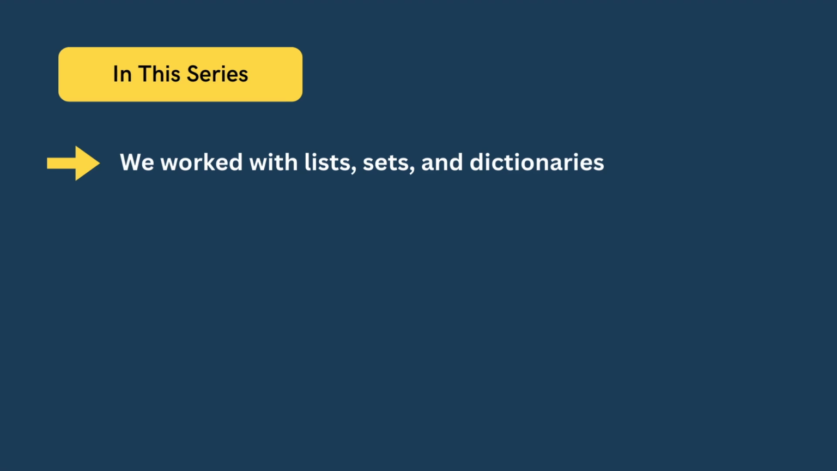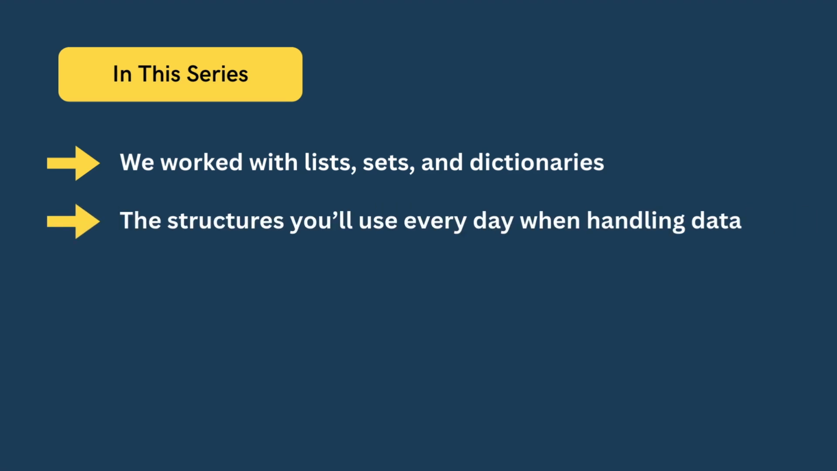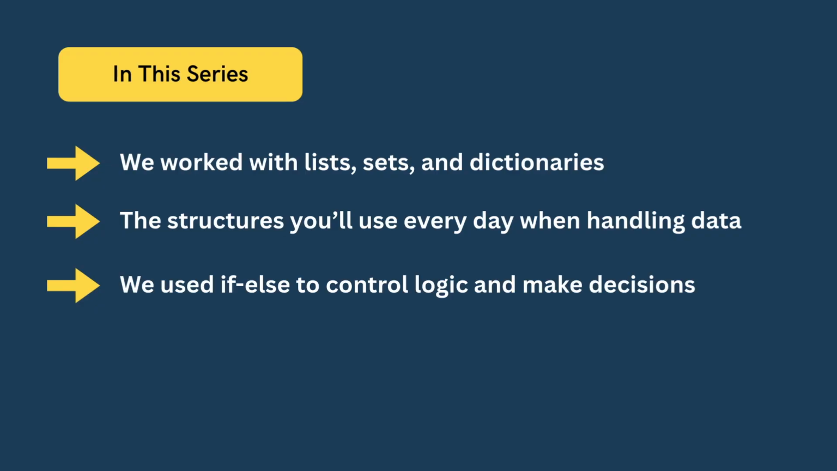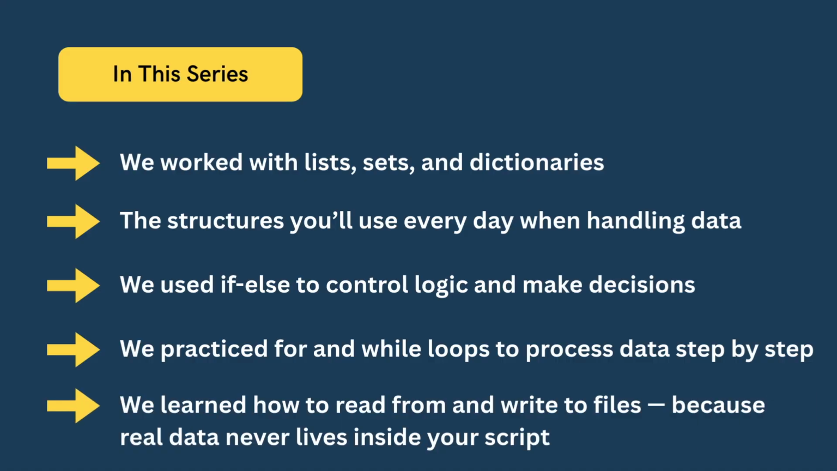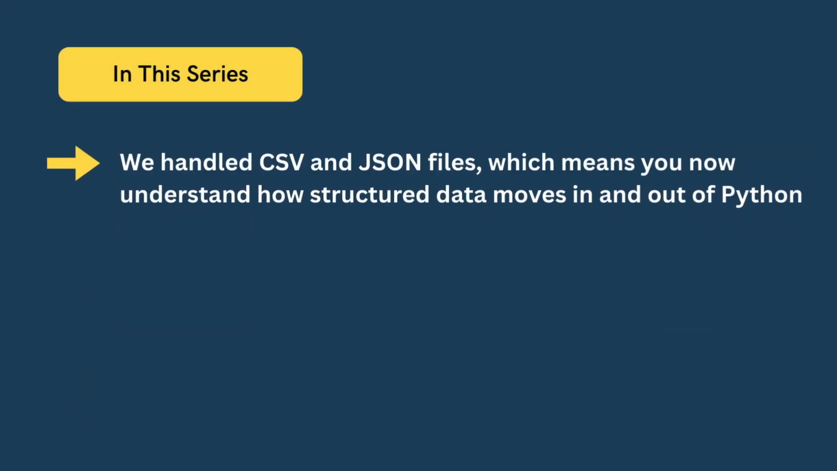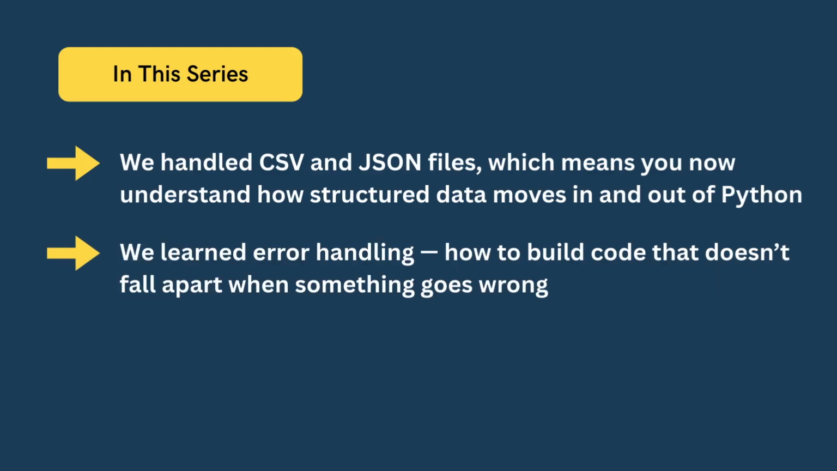Now it's time to wrap up this series. Across this series, we covered the core pieces you actually need. We worked with lists, sets, and dictionaries, the structures you will use every day when handling data. We used if else to control logic and make decisions. We practiced for and while loops to process data step by step. We learned how to read from and write to files because real data never lives inside your script. We handled CSV and JSON files, which means you now understand how structured data moves in and out of Python. And finally, we learned error handling, how to build code that doesn't fall apart when something goes wrong.